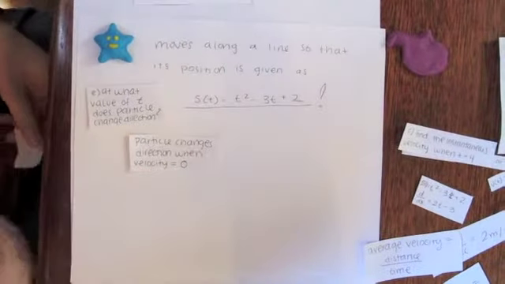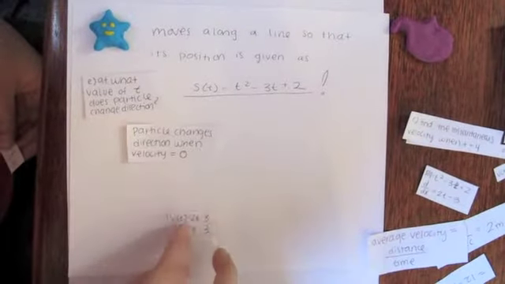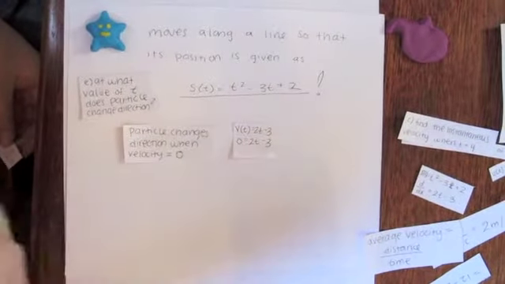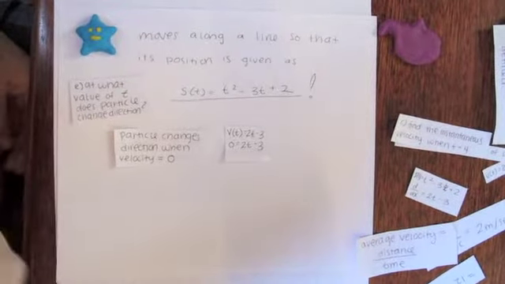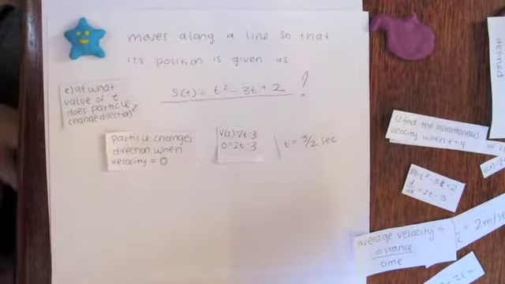Almost done. We're going to find the value for t for which the particle changes direction. We know that it changes direction when the velocity is 0, so all you do is plug in 0 for the velocity, and then when you do the math, you get that it changes direction at t equals 3/2 of a second.